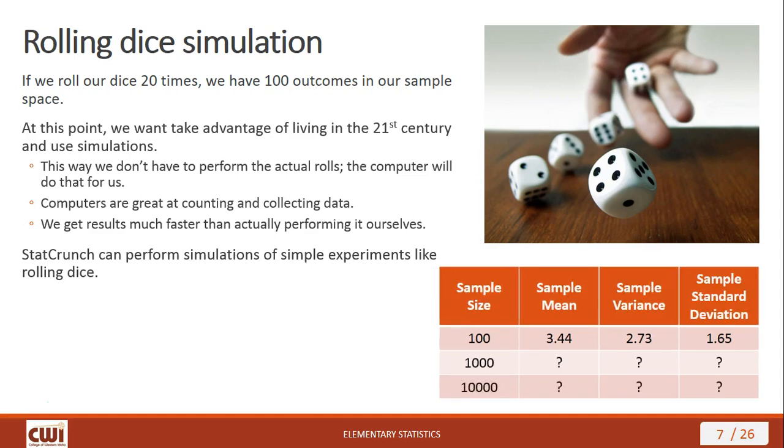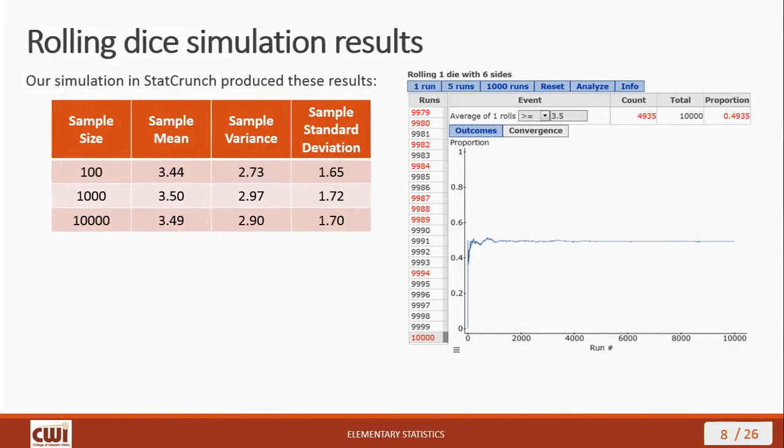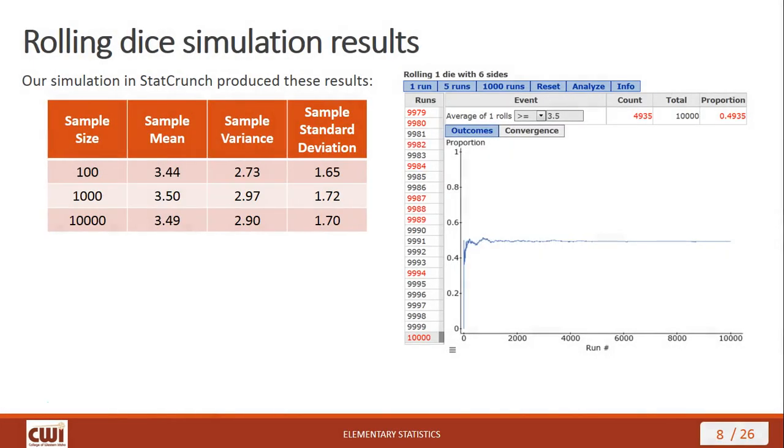So we have, as I showed you in the table, when we do this for a sample size of 100, a sample mean of 3.44, and the other statistics you see there. But what do we get if we keep rolling? Let's say we want a sample size of 1,000 or 10,000. What will the values be then? Well, let's find out. If you actually run the simulation, this is what you get.